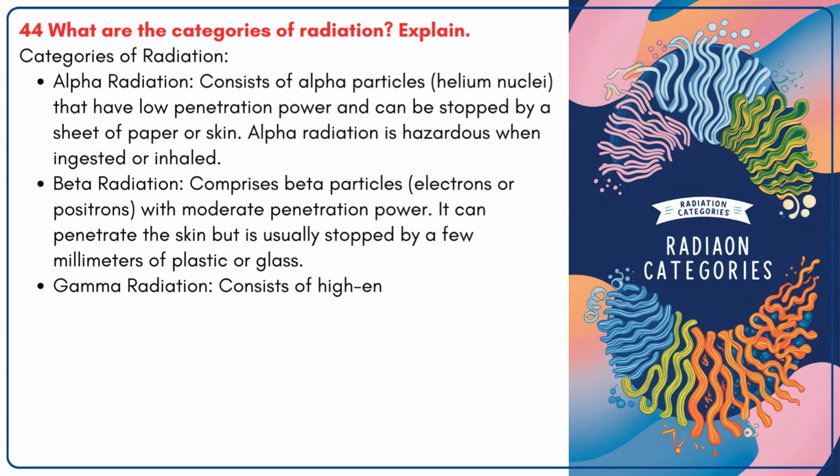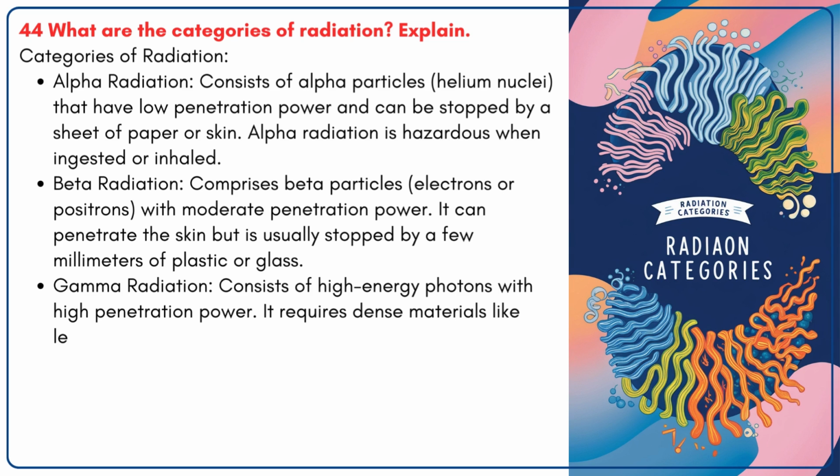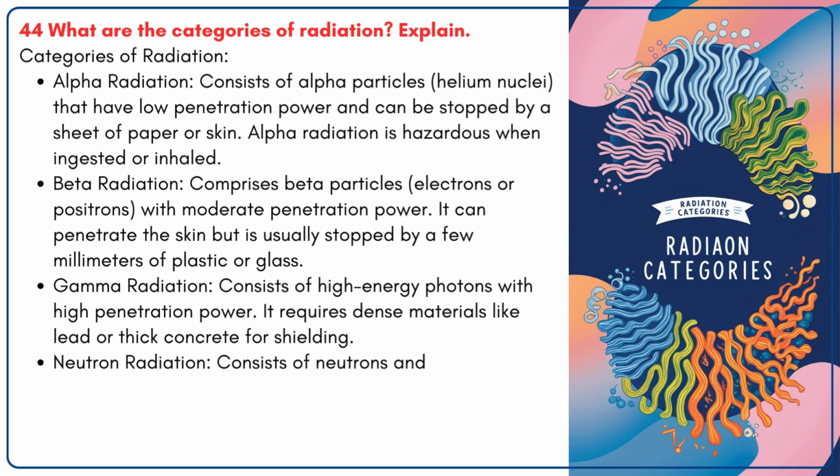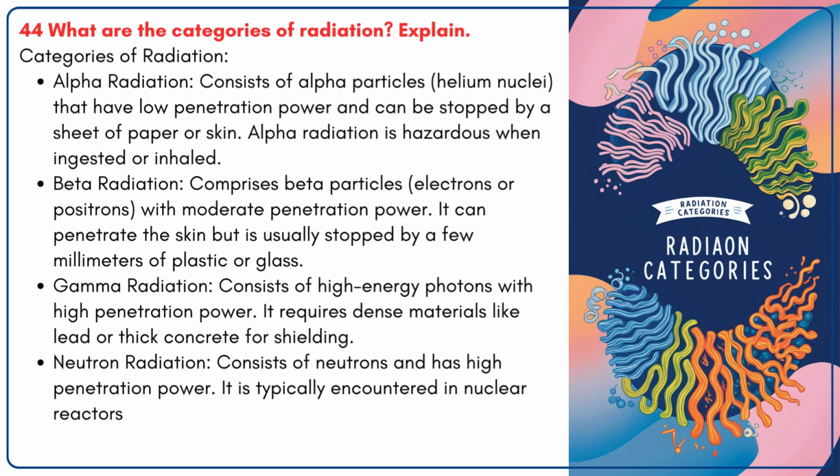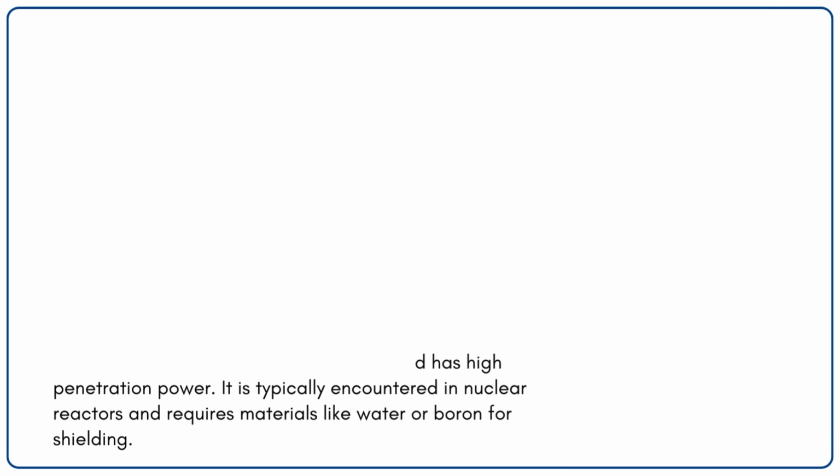Gamma radiation consists of high-energy photons with high penetration power. It requires dense materials like lead or thick concrete for shielding. Neutron radiation consists of neutrons and has high penetration power. It is typically encountered in nuclear reactors and requires materials like water or boron for shielding.